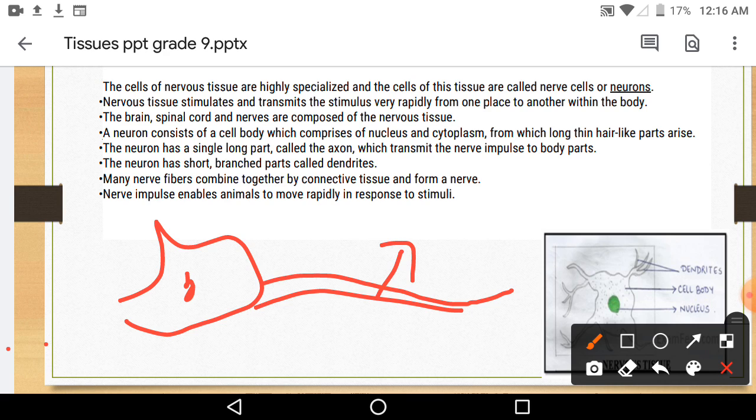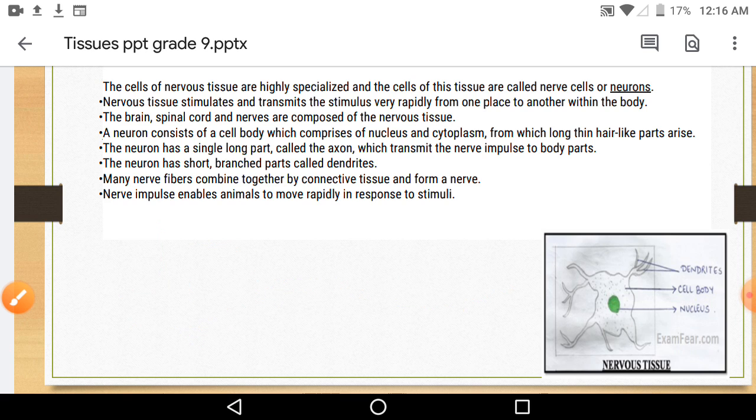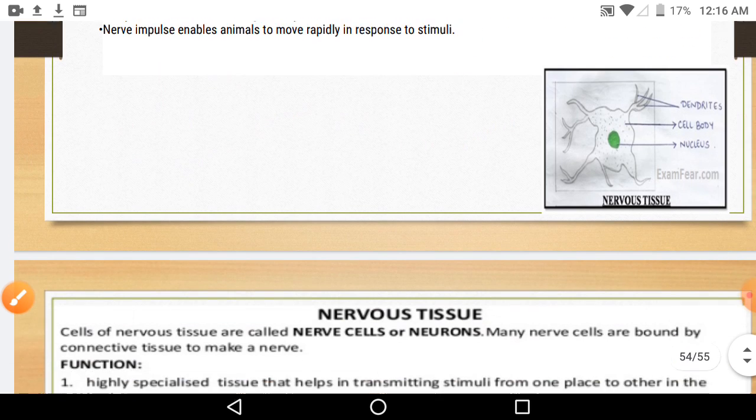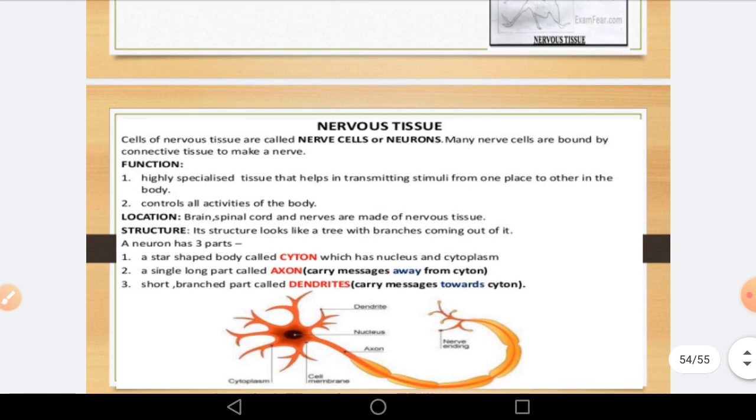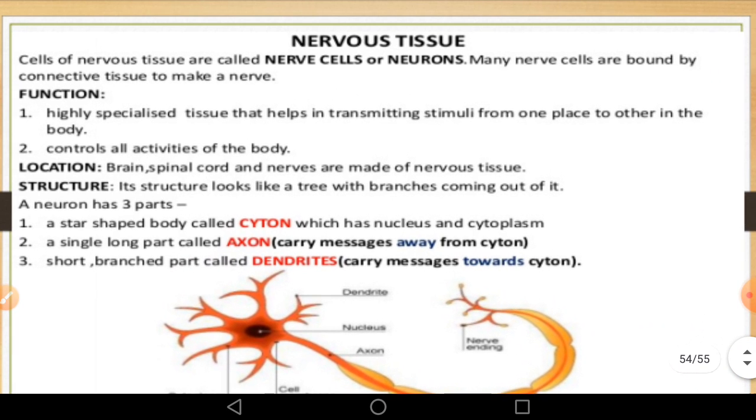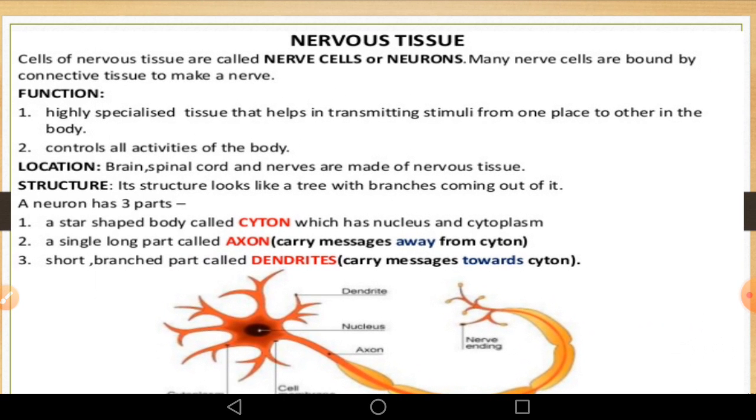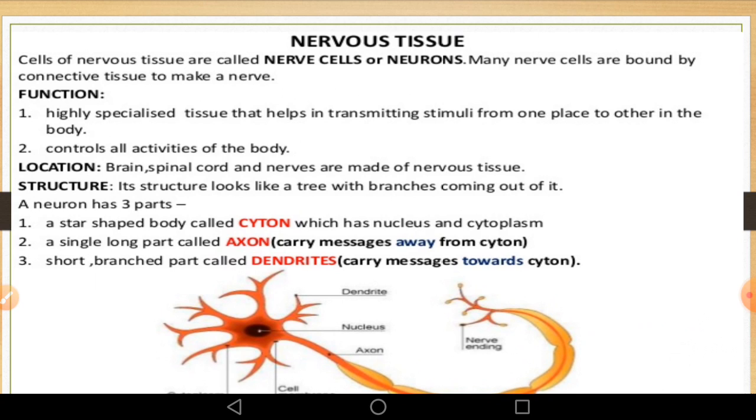Now many nerve fibers combine together by connective tissue and form a nerve. Nerve impulses enable the animal to move rapidly and to respond to stimuli. So let us see the structure again. See, cells of the nervous tissue are called nerve cells. Many nerve cells are bound to make a nerve. It is a highly specialized tissue that helps in transmitting stimuli from one place to another in the body. It controls all the activities of the body.